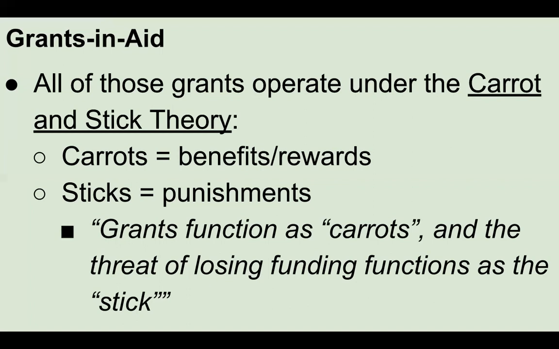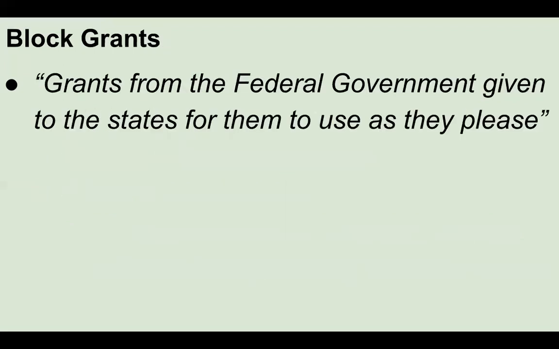So states want grants, states want money. That is a carrot to them. It is a benefit or a reward. So grants are carrots, and essentially the threat of losing funding or missing out on funding is the stick. So either less money or more money, right? The stick or the carrot. So to talk about these four types of grants in aid, the first type is block grants.